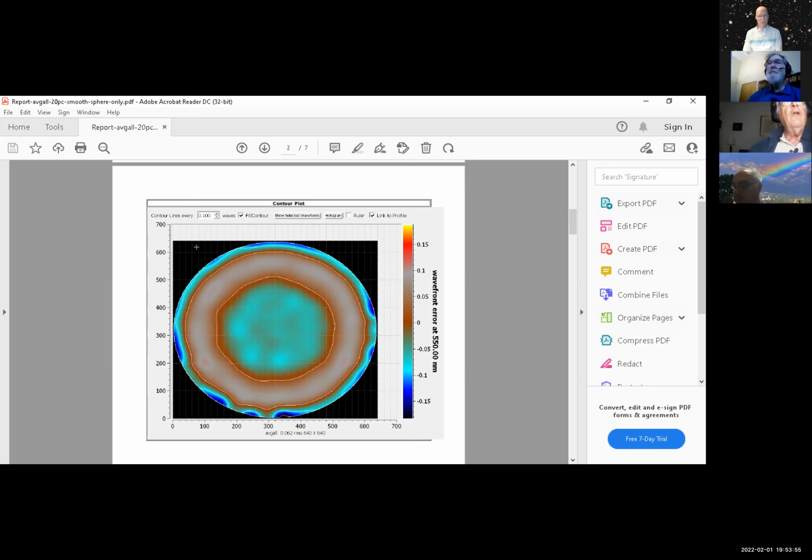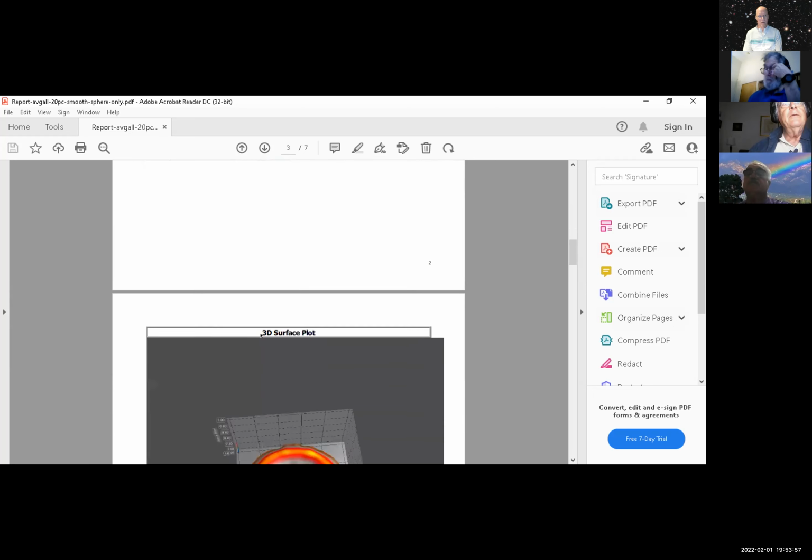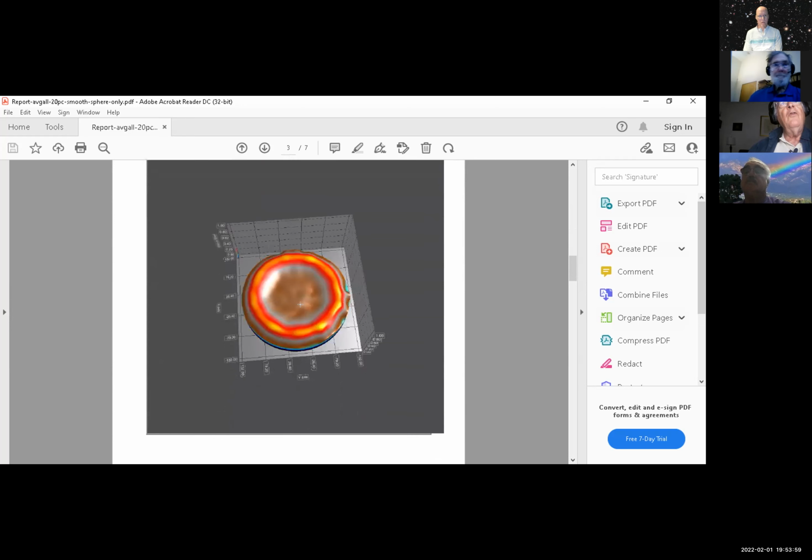Okay, so this is the contour plot, and this is what it looks like. You can see compared to the 14-inch, there's not much of a hole here. But I guess every mirror maker has their own signature. In other words, their own habits or peculiarities that tell you that this guy's more likely to do this with his mirror.